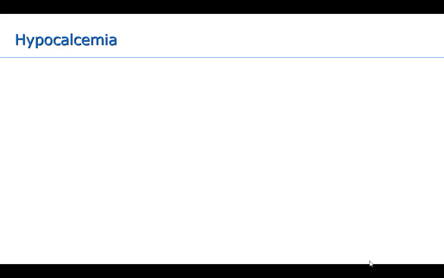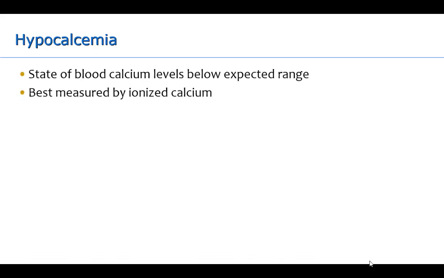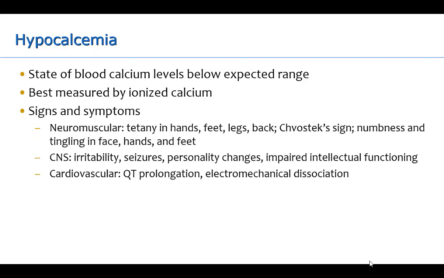Now, hypocalcemia, the other extreme, where calcium levels are low. You have to measure the ionized calcium in order to diagnose the patient with hypocalcemia, keeping in mind the albumin binding of calcium. The common signs and symptoms in hypocalcemia are tetany, involuntary contraction of the muscles, usually small muscles of the hands and feet. You have the Chvostek sign, where you tap the face of the patient and the muscles will twitch and contract. Numbness and tingling can be there. Under CNS signs and symptoms, irritability, fits, and in chronic hypocalcemia, there could even be personality changes.